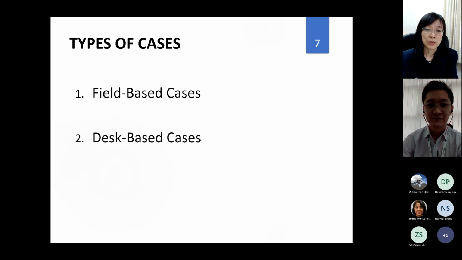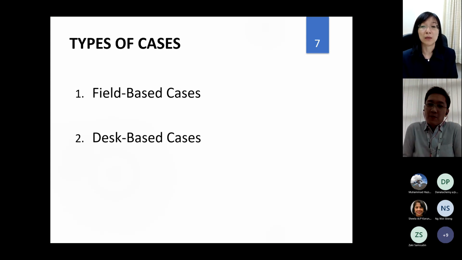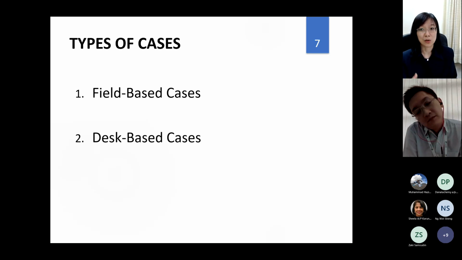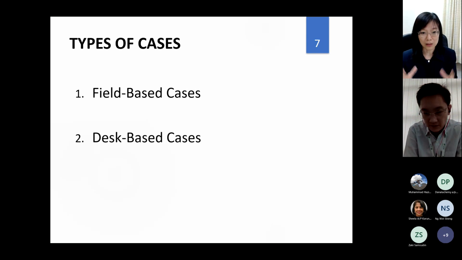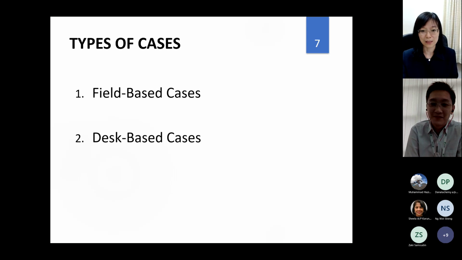For example, if you want to write a case about the crisis management of MAS on the MH370 crash, you may not have access, and MAS definitely will not want to give interviews on the MH370 crash itself. So where do you get the information if you want to write about crisis management? What you can do is there's so much published information on that issue itself. You just gather all this information and you write a case based on it, right? So that is desk-based cases.